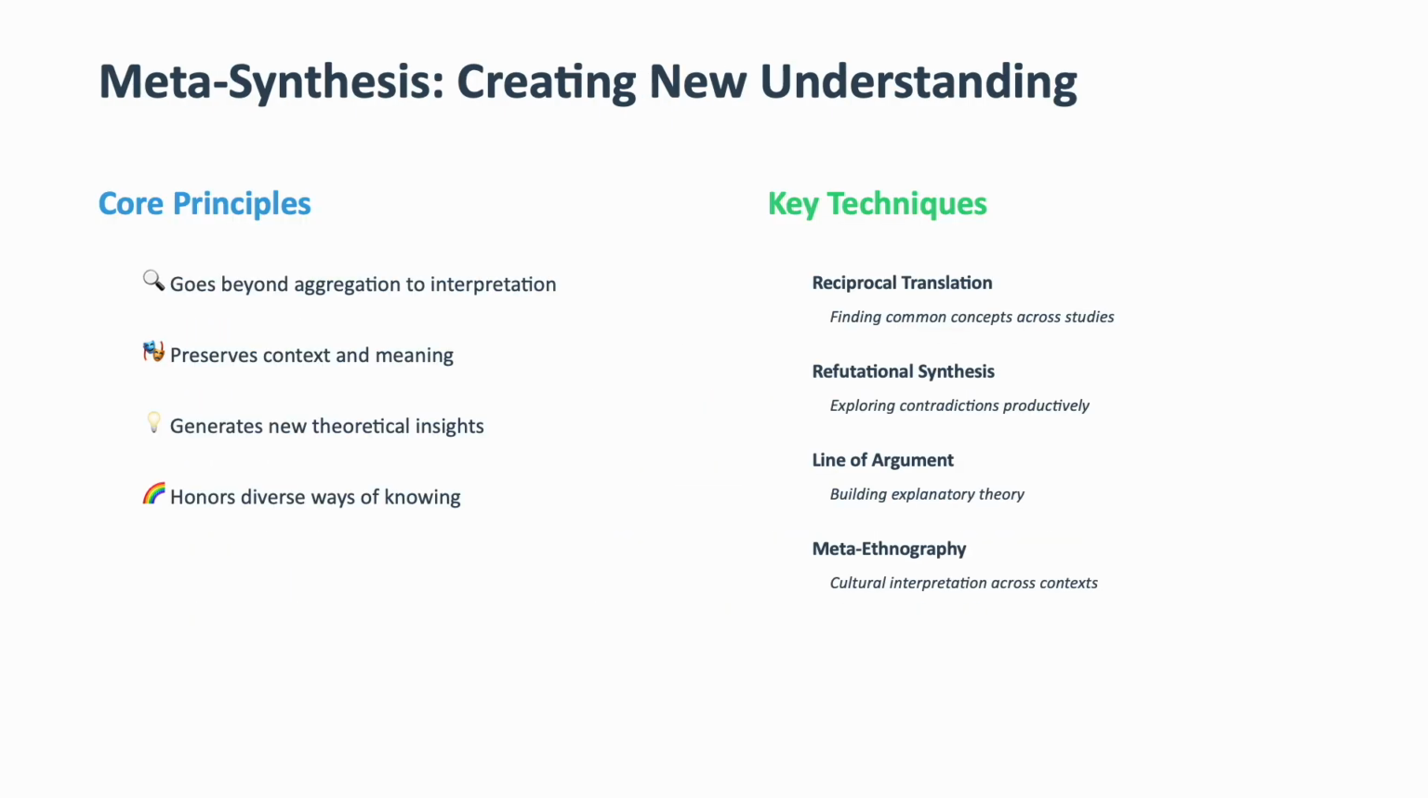Metasynthesis creates new understanding by going beyond aggregation to interpretation. Core principles include preserving context and meaning, generating new theoretical insights, and honoring diverse ways of knowing. Key techniques include reciprocal translation for finding common concepts, refutational synthesis for exploring contradictions productively, line of argument for building explanatory theory, and meta-ethnography for cultural interpretation across contexts.